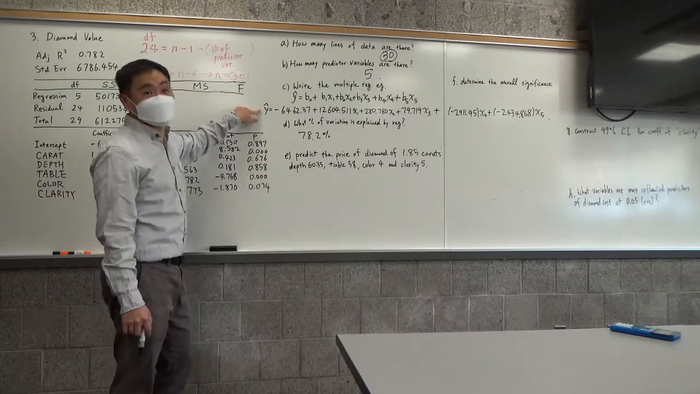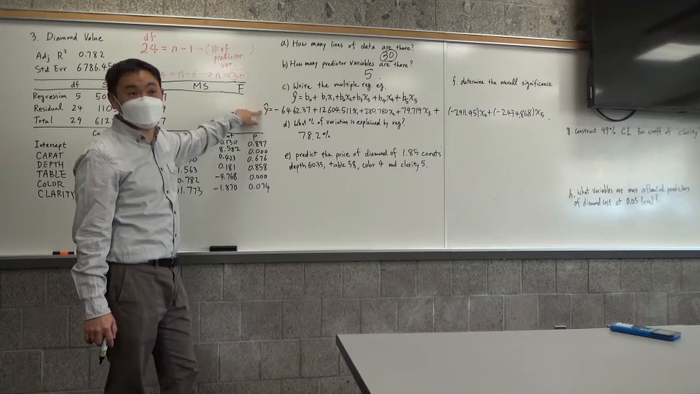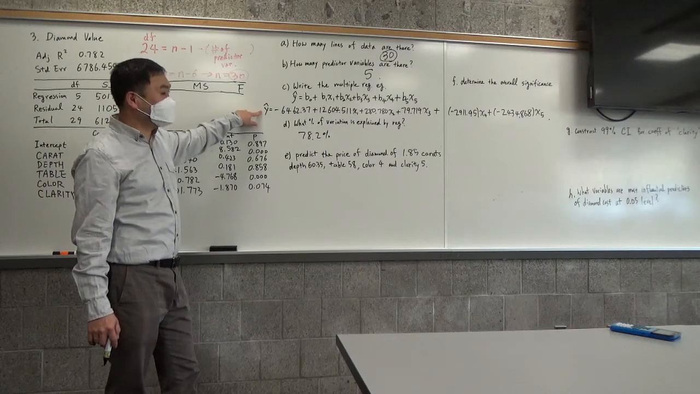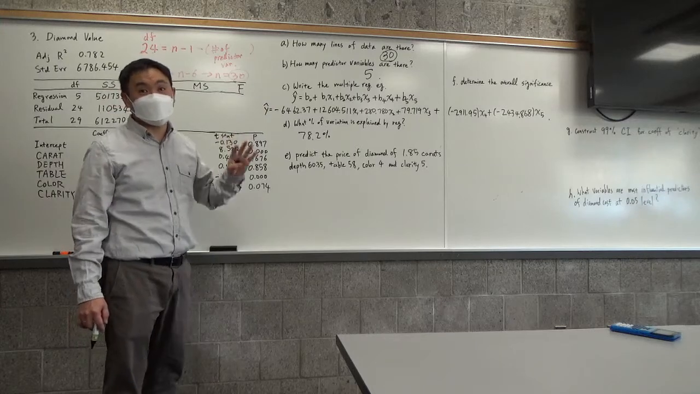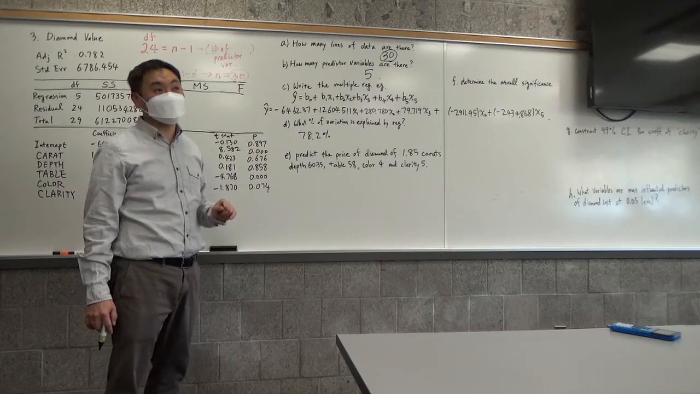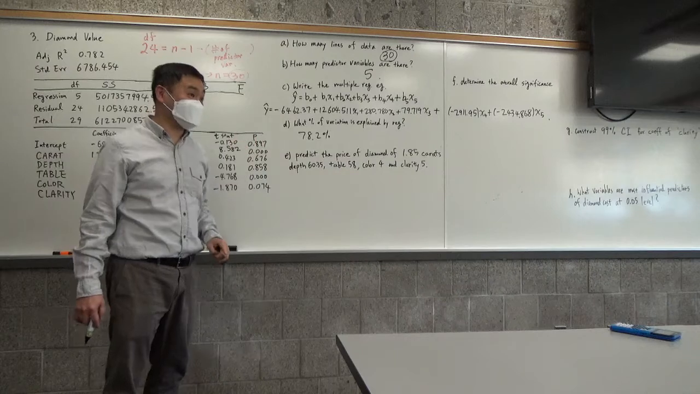This y hat is the prediction, okay? Y hat is your prediction. What if you just have y without any hat? What's that? The confirmed number. Those are the actual values, okay?